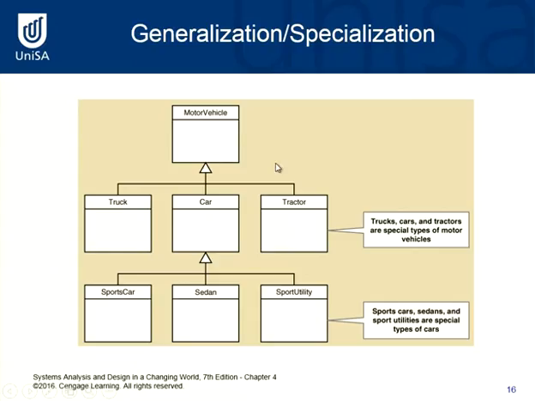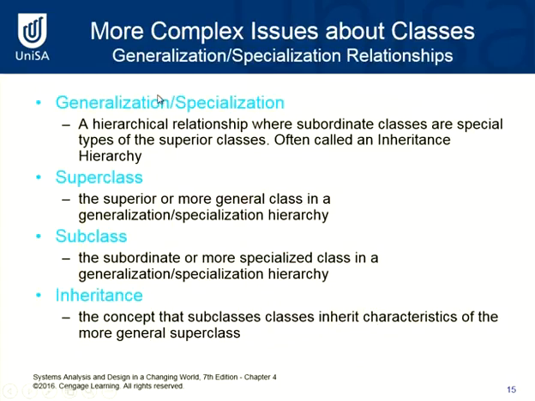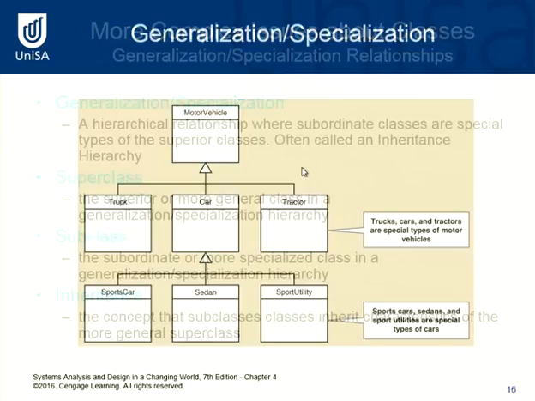Okay, so we can have a motor vehicle and we can have categories for a motor vehicle. In this case, we have a truck, a car, and a tractor. For a car, we also have types of categories of car. We have a sports car, sedan, and sport utility. Why do we create subclasses? And why do we create superclasses? And why do we have these things called generalisation and specialisation, and why do we have inheritance?